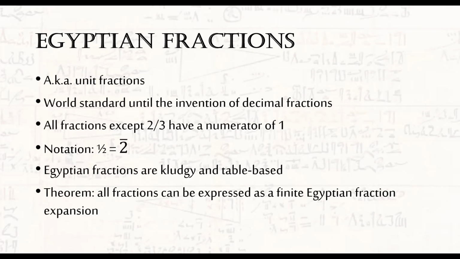There is a theorem, modernly proved, that you can express all fractions as a finite Egyptian fraction expansion. However, they did not necessarily know that back then, except by practical experience. Of course, if they didn't get it exactly, they'd get it approximately, and they didn't see the difference. But it is possible to express all fractions as a finite terminating expansion of Egyptian fractions.